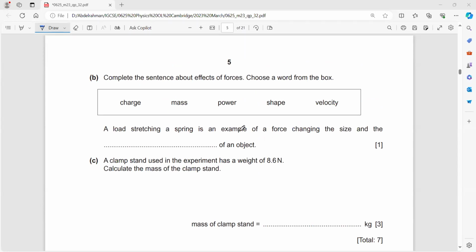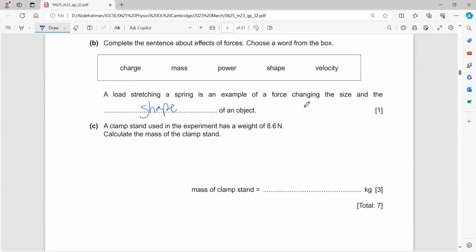A load stretching a spring is an example of a force changing the size and what of an object? Size and shape. Okay. A clamp stand used in an experiment has a weight of 8.6 newtons. Calculate the mass. How can I find the mass?